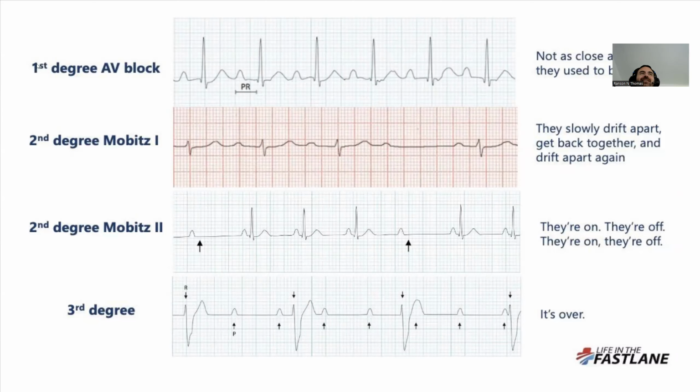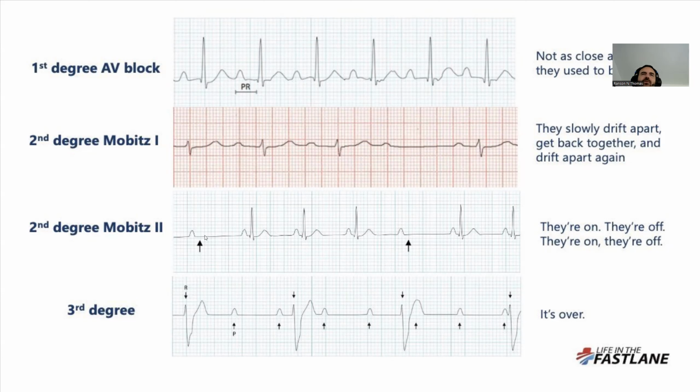So again, first degree, PR interval, right? The difference between the start of the P and the R wave is longer than it should be. In second degree, they can slowly start to drift apart, and then come back together. As an example: QRS, T wave, P wave, QRS, T wave, P wave, QRS, T wave, P wave. And then see how it kind of stops, and it's P wave, QRS. It's following a pattern, but occasionally it's falling out of that.